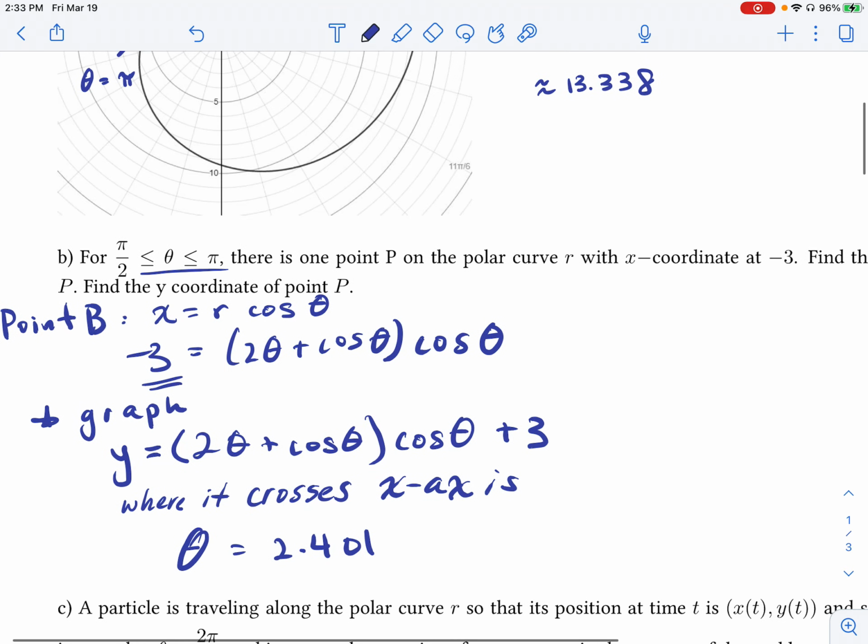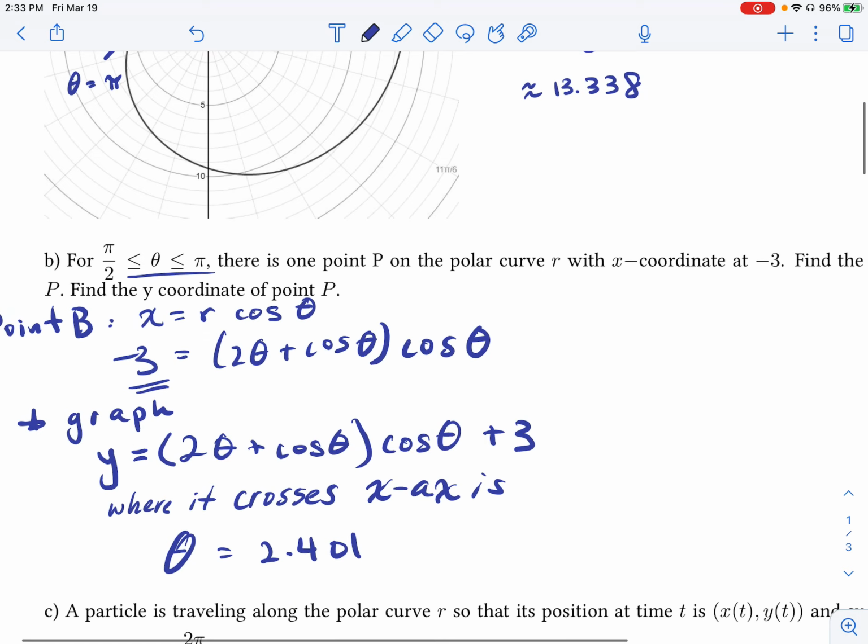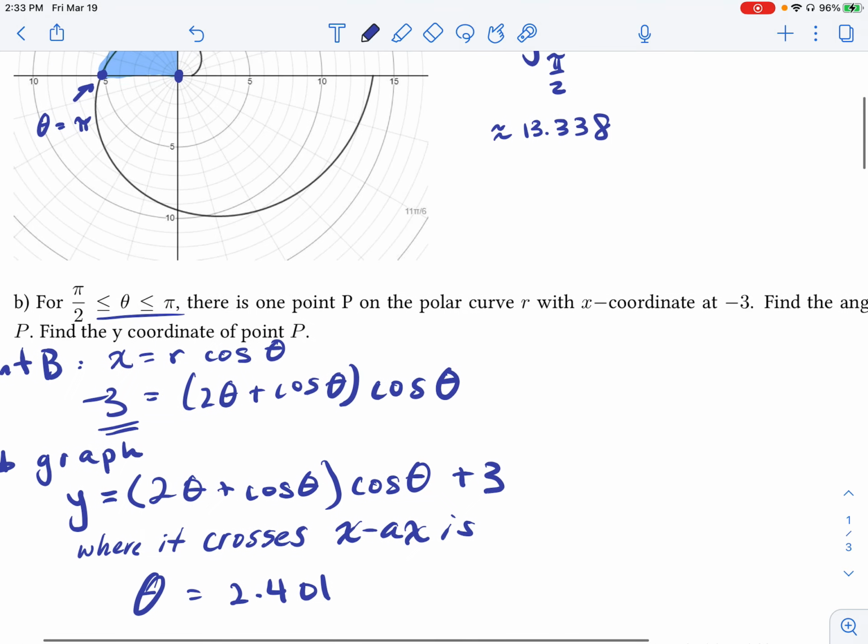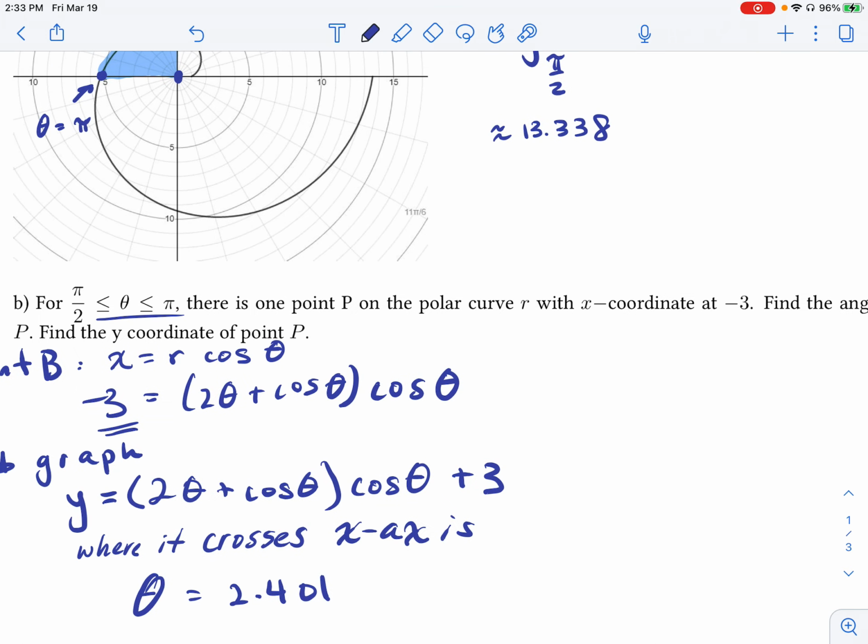Okay. So what we did is we found our x equation and we set it equal to -3. And when we graph it to find the value of theta, we just graphed it in function mode in our calculator. And then we found the angle where it crosses the x-axis between pi over 2 and pi radians. Okay, so now that we know what theta is, the final part is for us to go ahead and find this part. What is the y-coordinate of P?